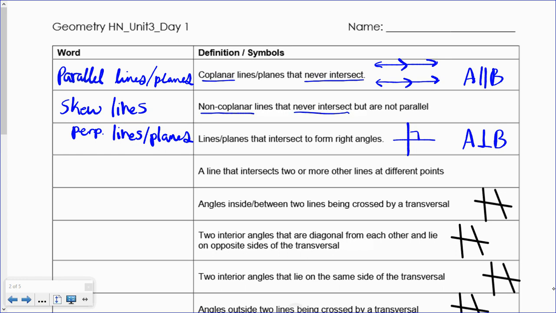I think we've mentioned that before in proofs. All right, what do you call a line that intersects 2 or more others? A transversal.